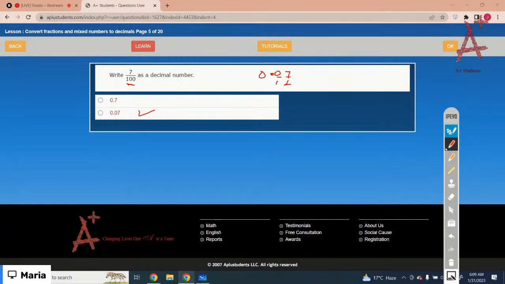Got it, everyone? If you have any question, just write down the question in the chat box. I can answer all your questions, but the questions must be related to the lesson I am working on. So the correct option is 0.07.